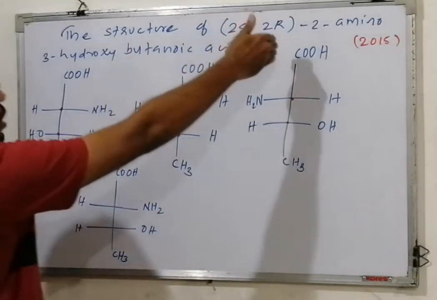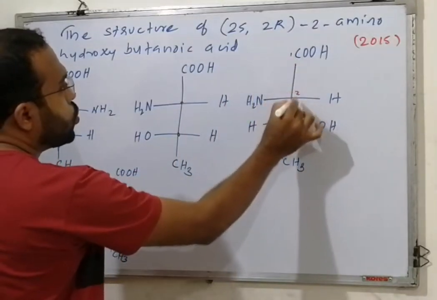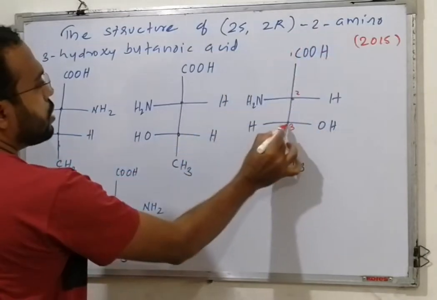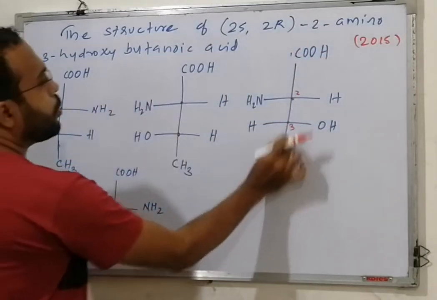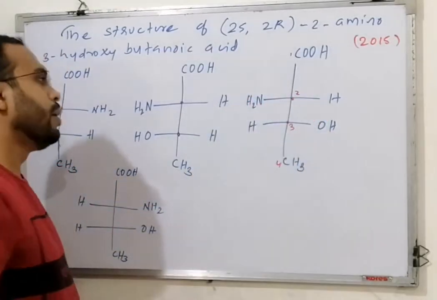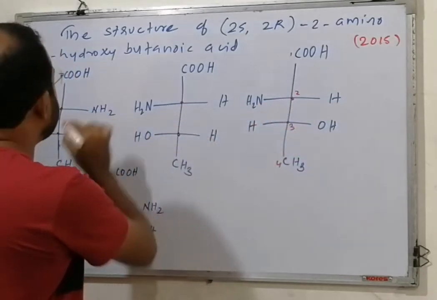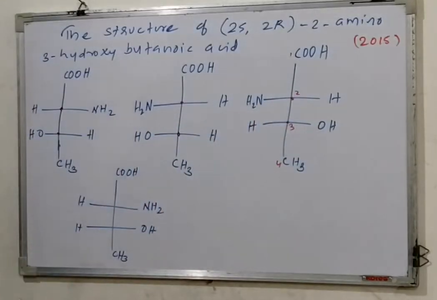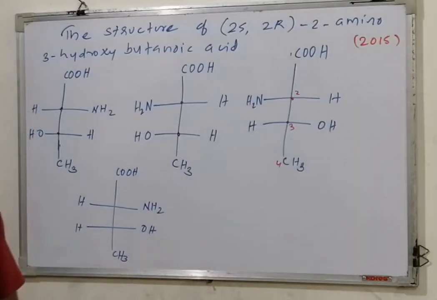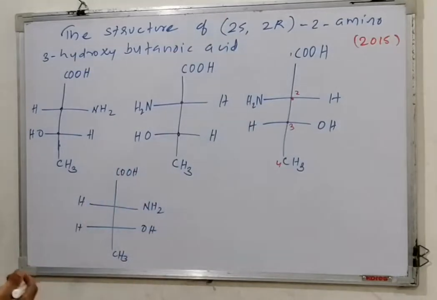Here this is the parent chain. Therefore, when you number 1, 2, 3, 4, it is 2-amino-3-hydroxybutanoic acid. Now the problem is your second and third positions are chiral centers. Therefore, you should know what their RS notation is. That should also be represented. That is our next task.